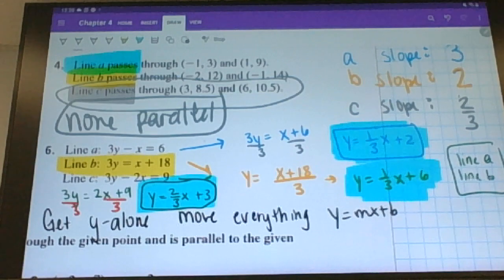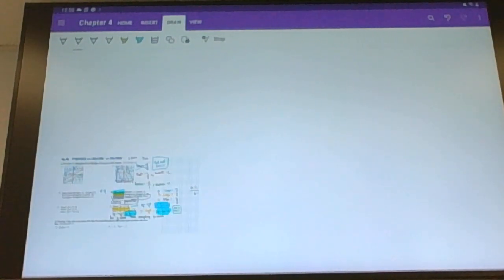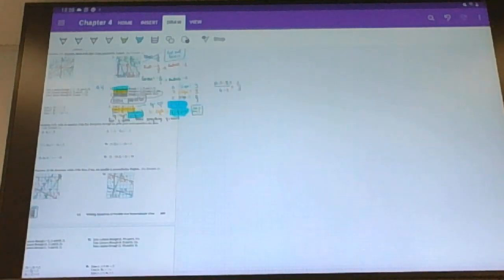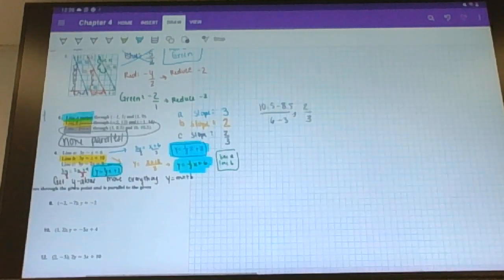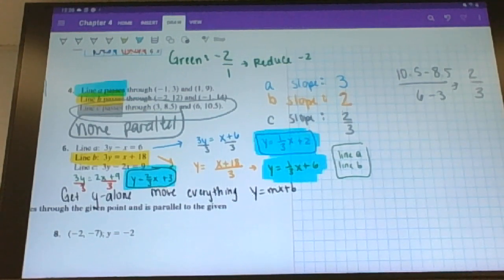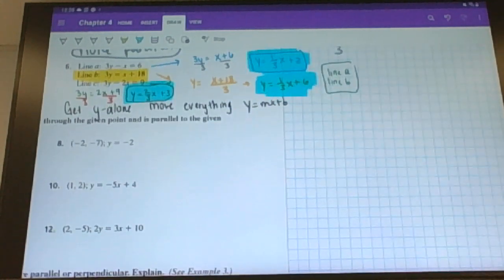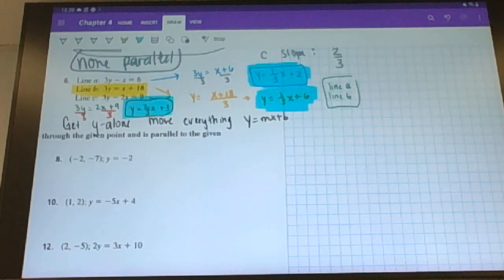What time is it? 12:20. Alright, I got one more to do and then you guys are logging in. Big idea. Alright, why don't you guys that did line C go ahead and grab some Chromebooks and start logging in.